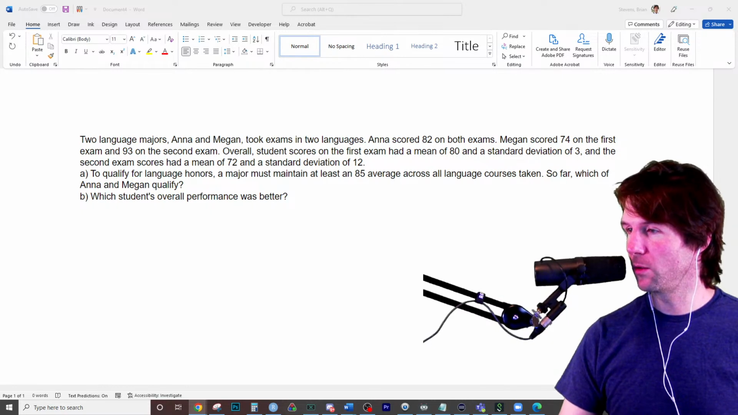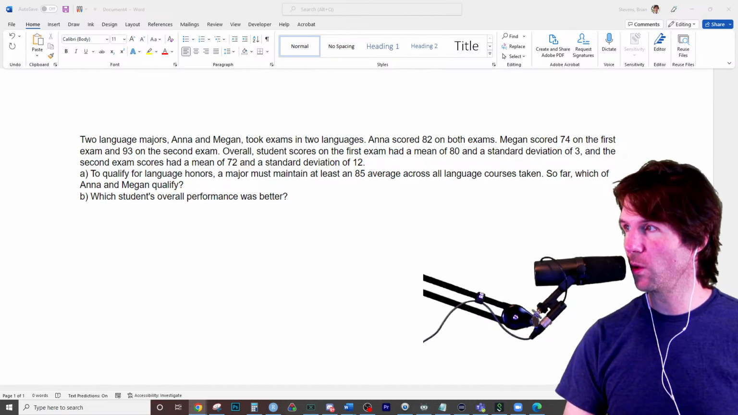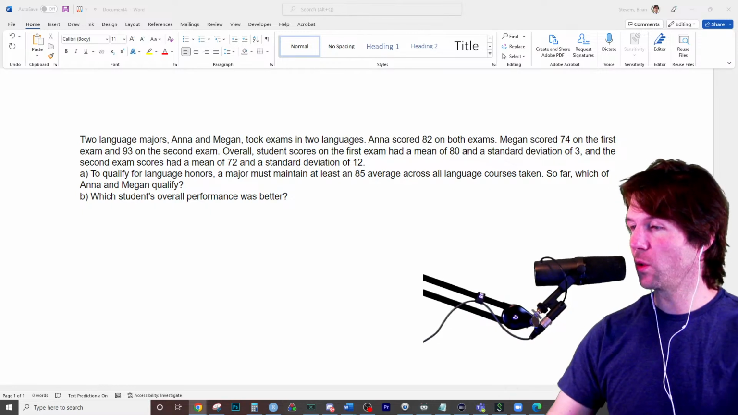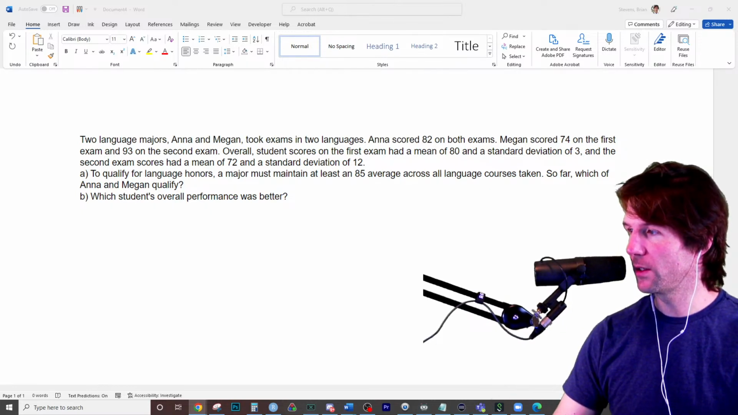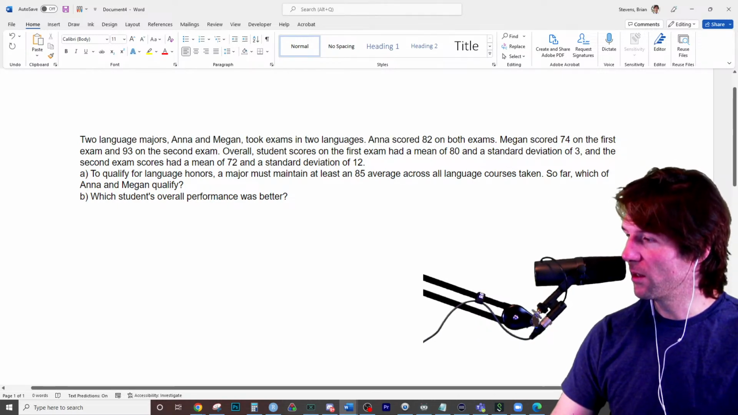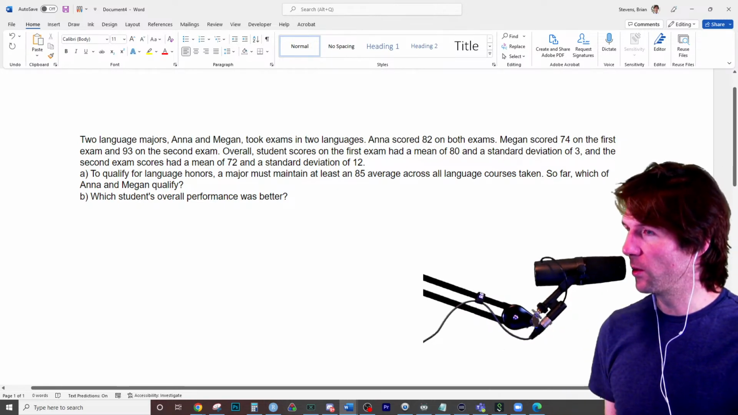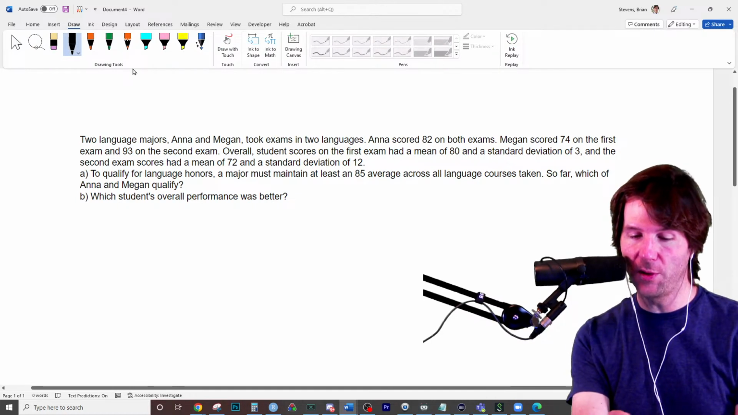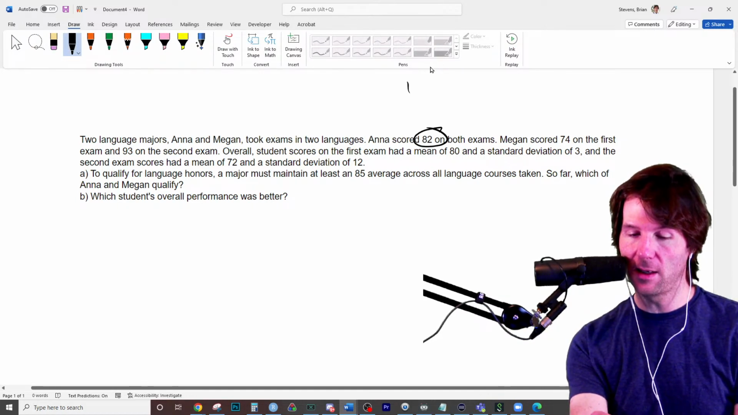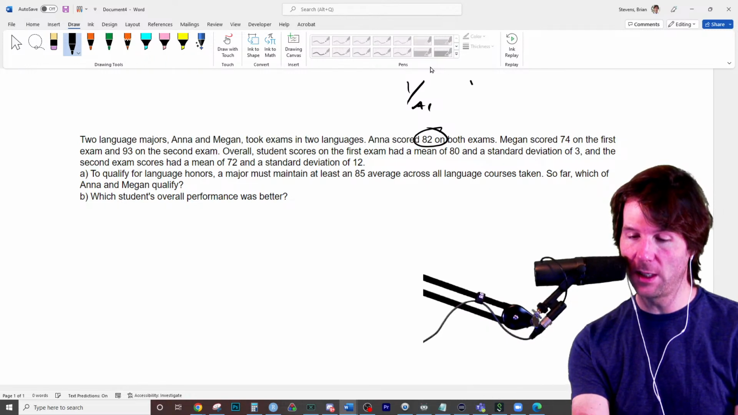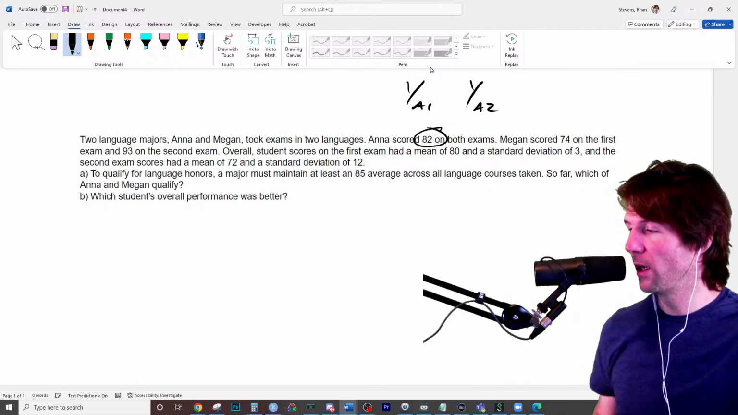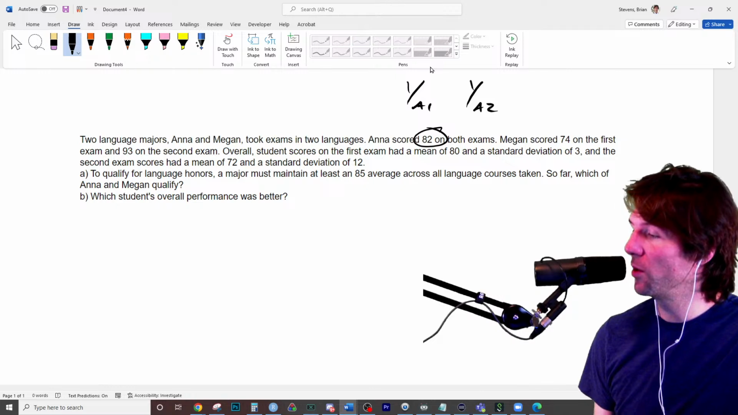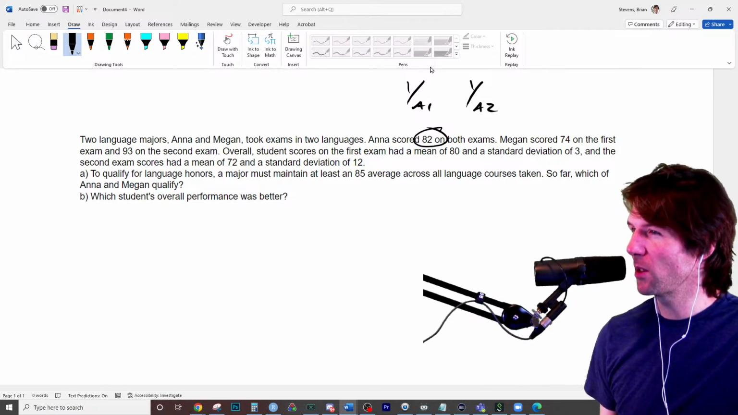What would we call in notation somebody's score on the exam? Somebody's score on the exam is known as the what? So if Anna scored an 82 on both exams, that's Anna's observation for exam 1, Anna's observation for exam 2. Does that make sense right there? You bet, Evan. So does that make sense why I'm calling it this?